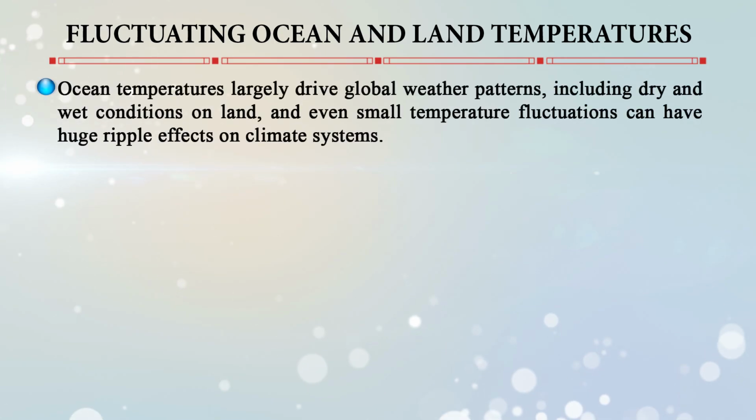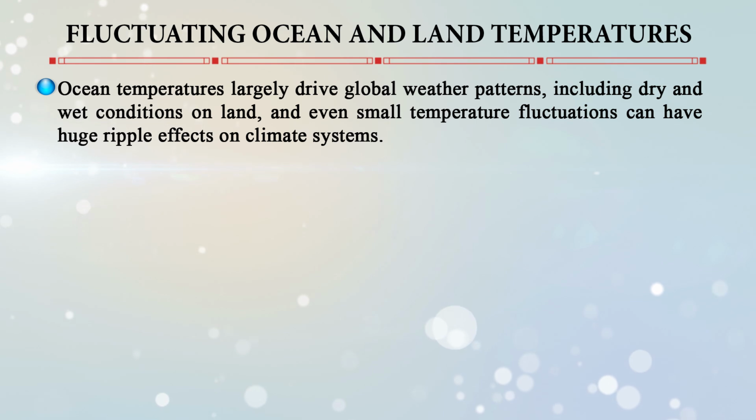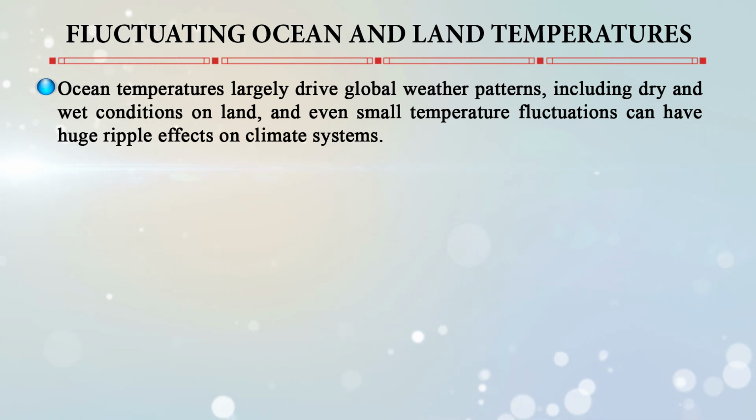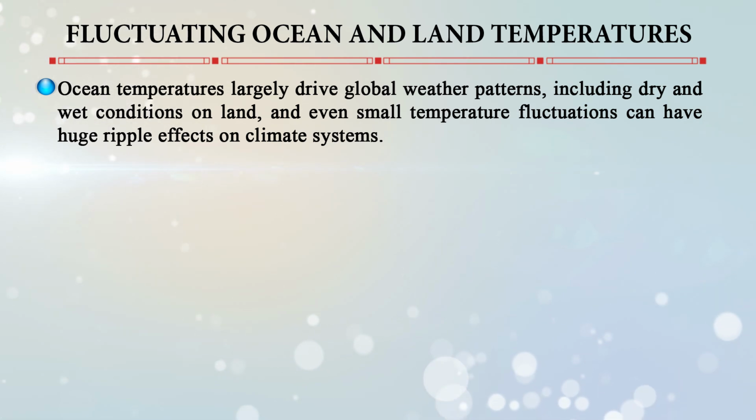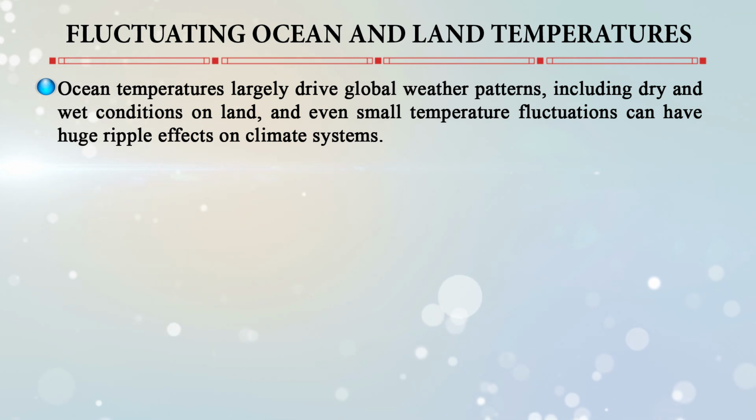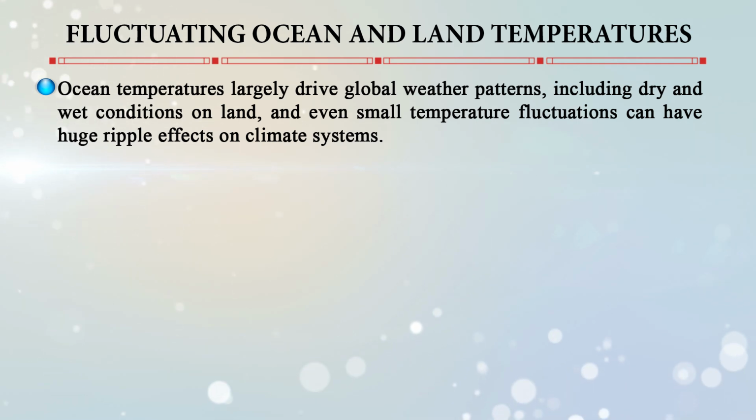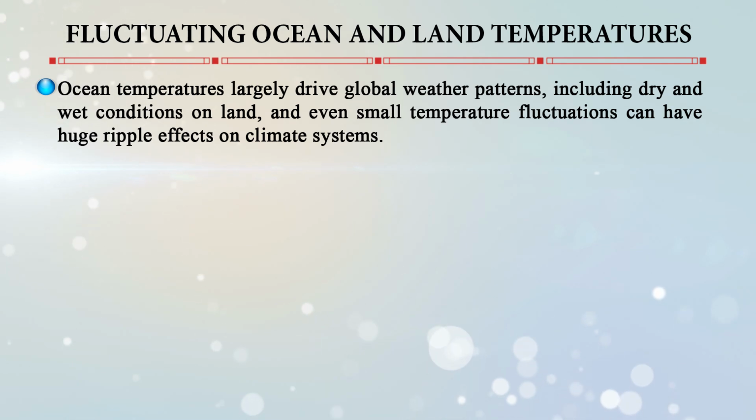The causes of drought. There could be natural causes and also anthropogenic causes. The natural causes are triggered by cyclical weather patterns such as the amount of moisture and heat in the air, land and the sea. There can be fluctuating ocean and land temperatures. Ocean temperatures largely drive the global weather patterns, including dry and wet conditions on the land, and even small temperature fluctuations can have huge ripple effects on climate systems.